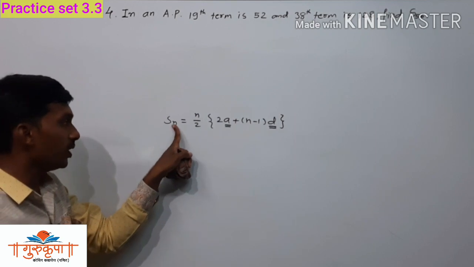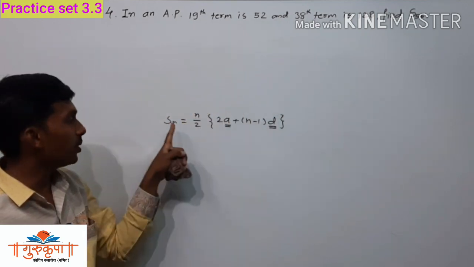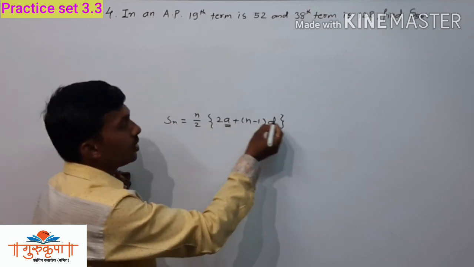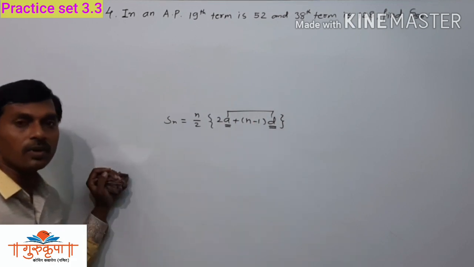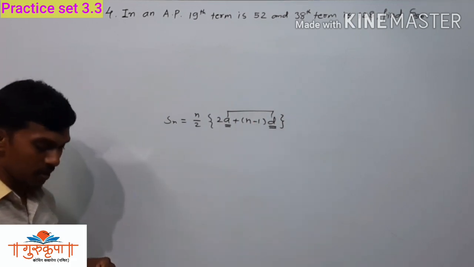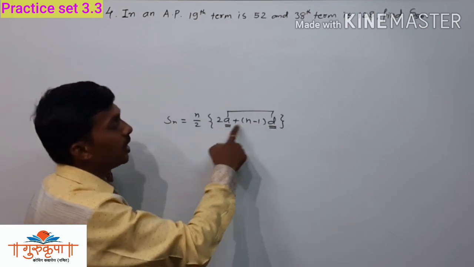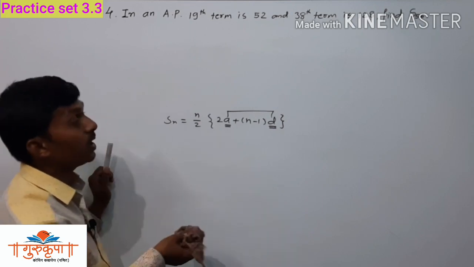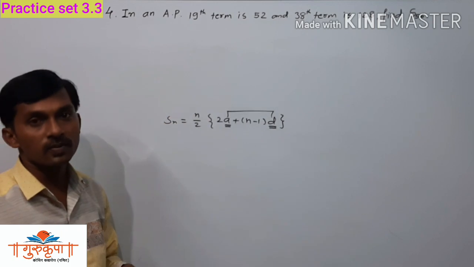We know the value of n, we have to find the sum of 56 terms. So we can put 56 in place of n. But we didn't know the values of A and D. So anyhow we have to find the values of A and D. And we know how to find the values of A and D. We already simplified such types of examples.